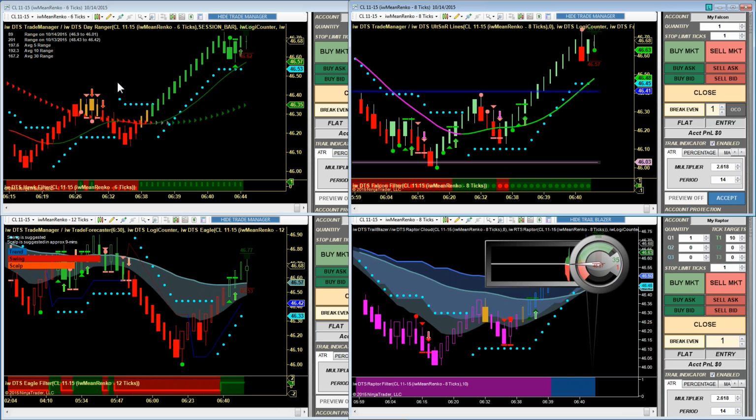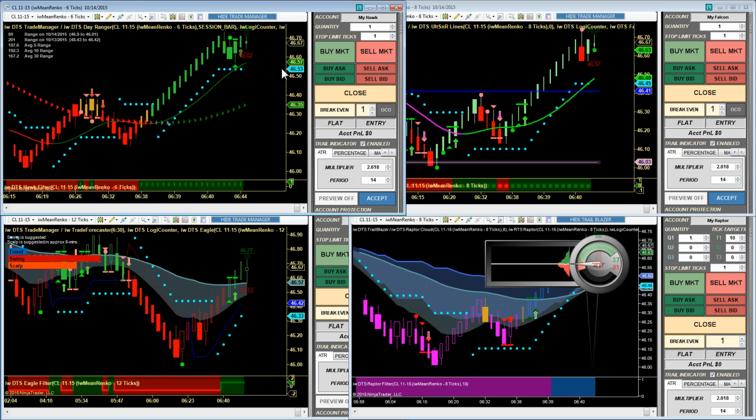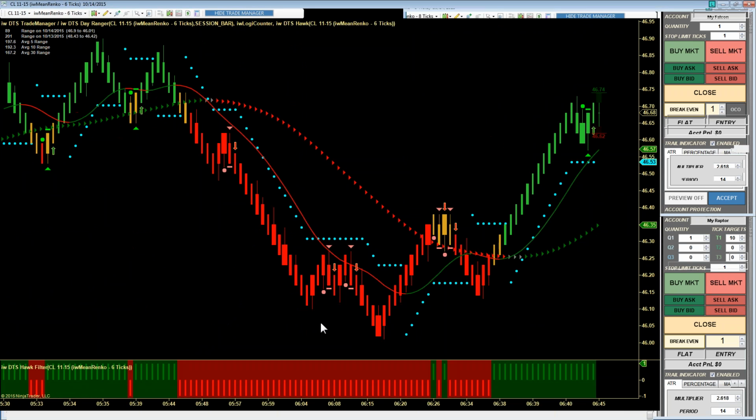There is a lot of stuff going on in the background. There are some very complex algorithms being processed behind the scenes. What you see on the screen here is only the bare minimum. There are about half a dozen requirements that need to be met before a warning dot is even printed, never mind the complete signal. All right, so here's crude oil, and this is crude oil now on the Hawk Scalper.